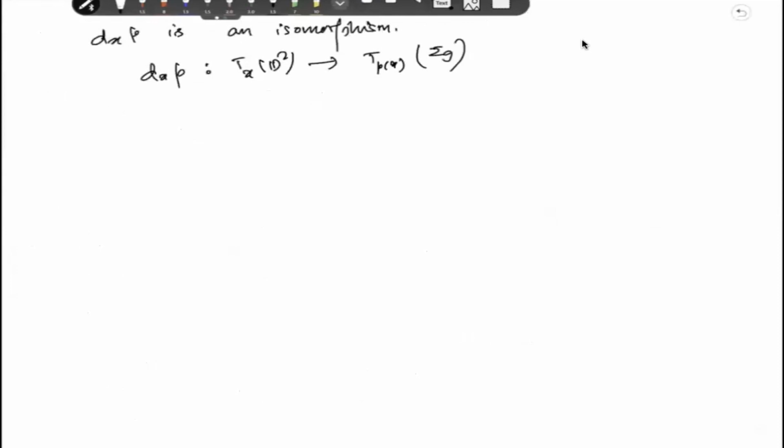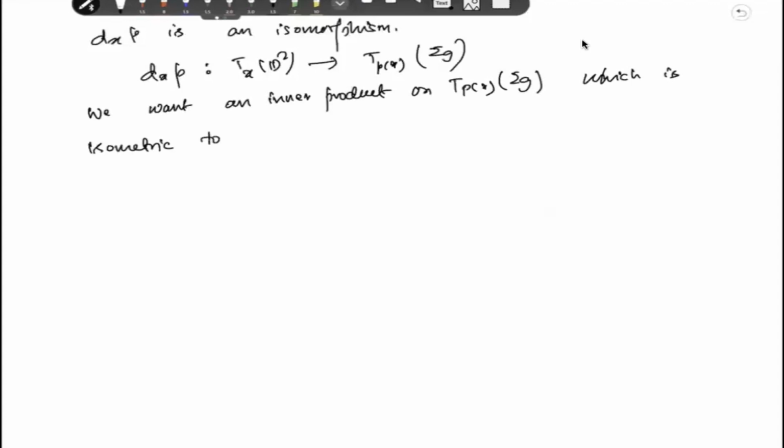So now what do we want? We want an inner product on the tangent space of the surface, which is isometric to the hyperbolic inner product on the tangent space of the disk with the hyperbolic metric.